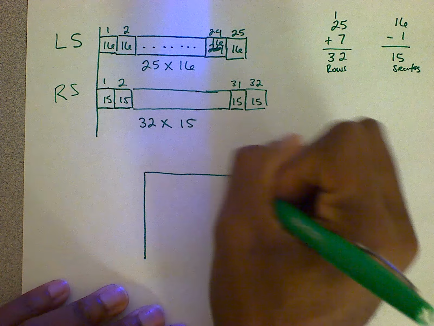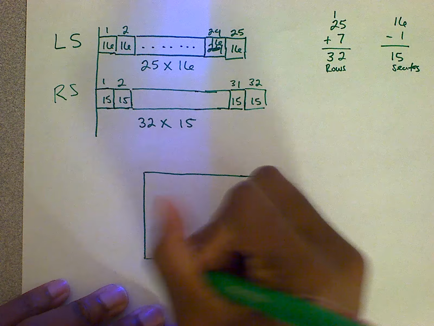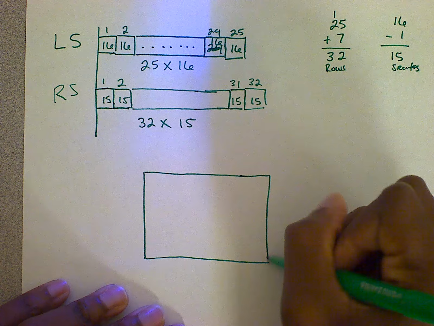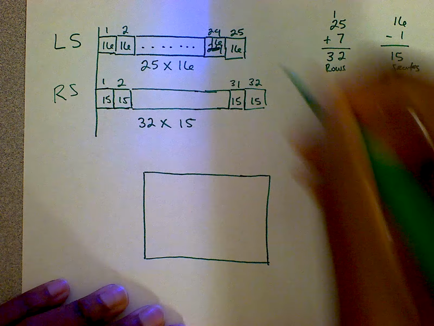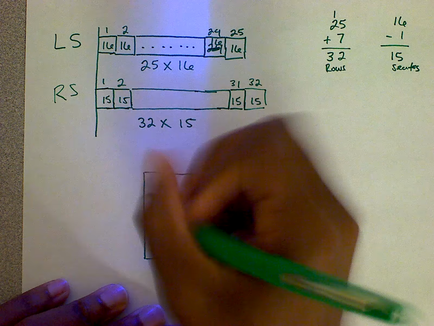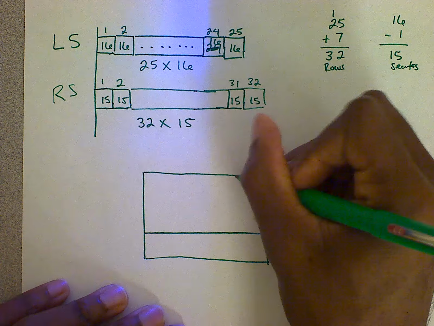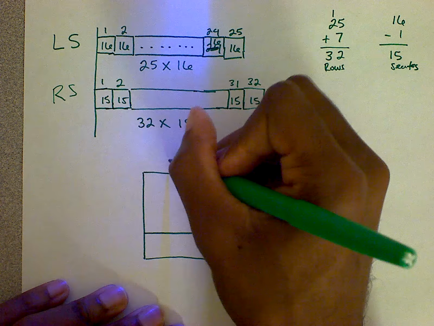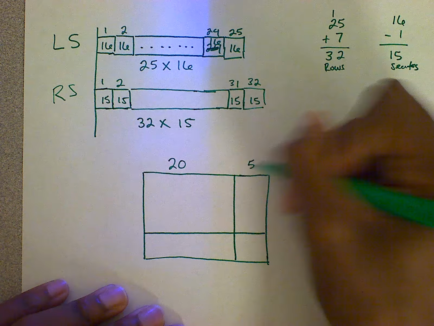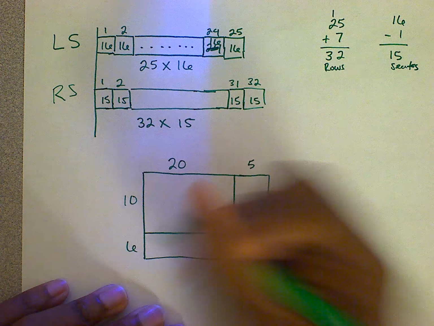I'm going to solve it by drawing out an area with a rectangular shape. I am going to start with 25 groups of 16. I am going to take my box and draw out my area spaces to represent 20 and 5 here, 10 and 6 here.